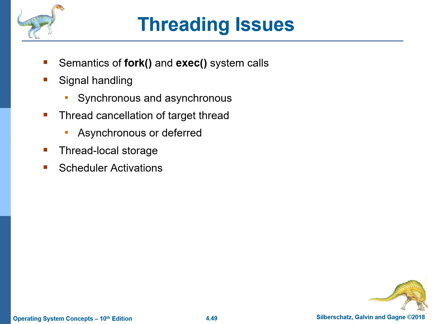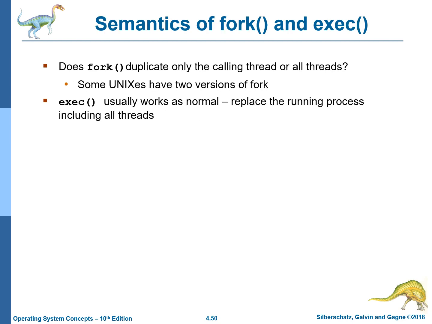Threading issues: semantics of fork and exec system calls, signal handling (synchronous and asynchronous), thread cancellation of a target thread (asynchronous or deferred), thread local storage, and scheduler activations. Semantics of fork and exec. Does fork duplicate only the calling thread or all threads?